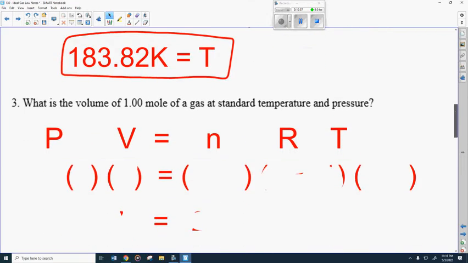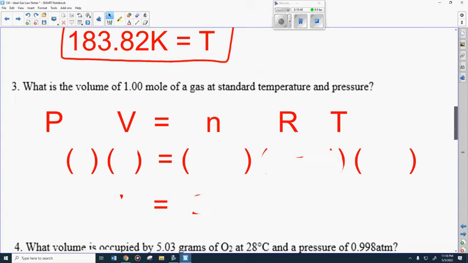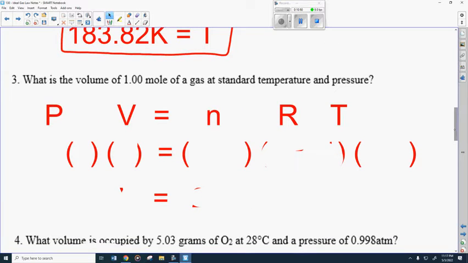Let's go ahead and take a look at number 3. And if you guys miss anything above, the answer key should be in the room, so you can go ahead and check that if you need to. What is the volume of 1.0 moles of a gas at standard temperature and pressure?